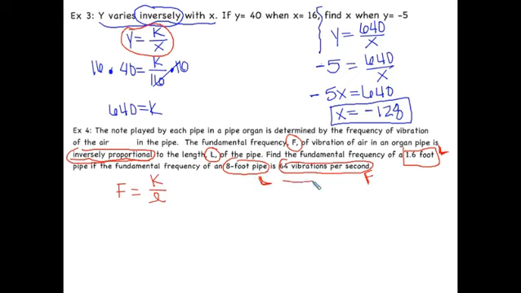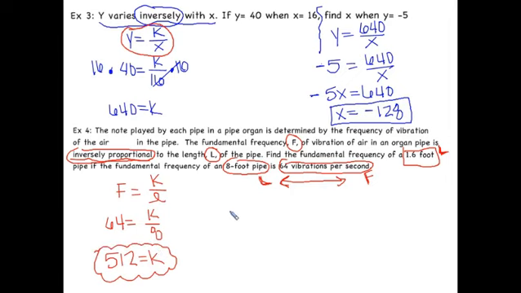We do have a specific relationship, though, between these two pieces of information. We know an 8-foot pipe is going to give us a 64 vibration per second frequency. So we could put 64 in for our frequency and 8 in for our length. Multiplying both sides by 8, our k value would be 512. So that's our constant of variation. Now we can use this back in our general formula, 512 over L, to set up a general equation specifically for this scenario. If we're dealing with another pipe organ or some other instrument, this constant of variation might change. This is the only constant for this particular example.